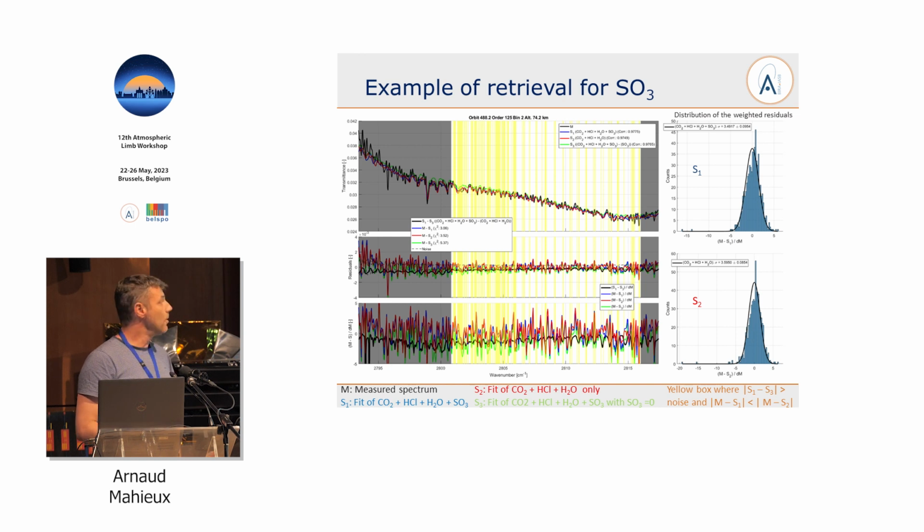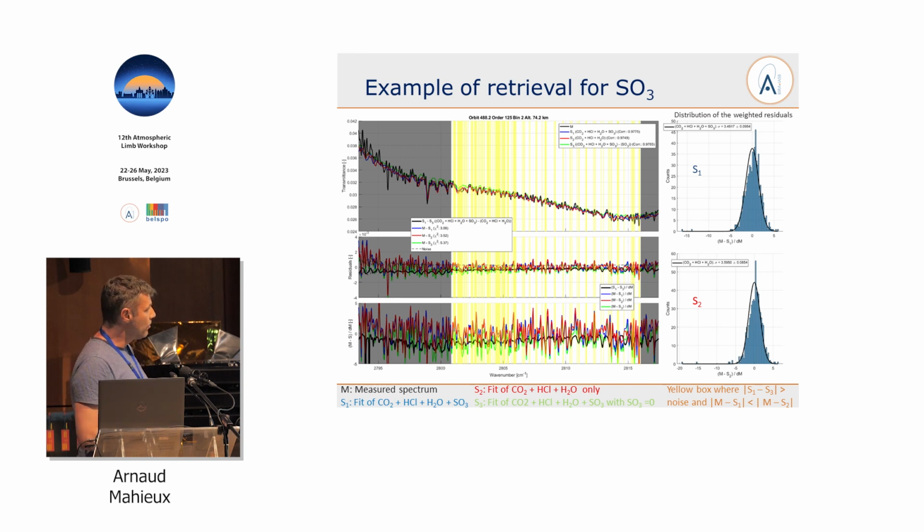So here is an example of those detections. The first one is regarding SO3. Here on the top left, you have in black the measured spectrum by SWAR, transmittance given here. You have the wave number here at the bottom. And then you have the two fits that we performed. In this region, there are four gases absorbing: CO2, HCl, H2O, and SO3.